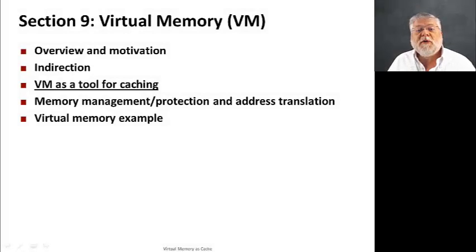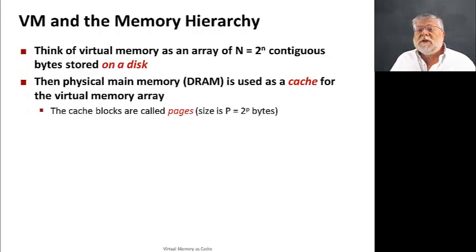Now that we've seen how indirection can help us with virtual memory, let's see how we use a VM as a tool for caching, a different kind of cache than we've seen before, but a cache nonetheless. So let's think about the virtual memory's place in the memory hierarchy.